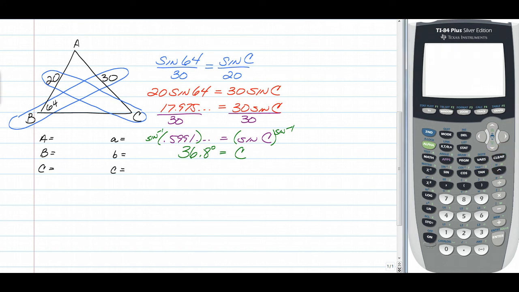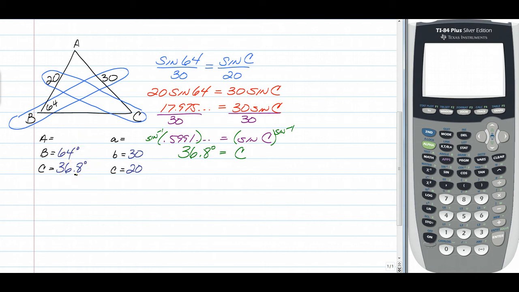So we're going to find all the missing pieces here. So we're just going to go back, and we already know that little c is 20. We know little b is 30. We know that big B is 64, and now we know that big C is 36.8. And of course, our angles are always in degrees.